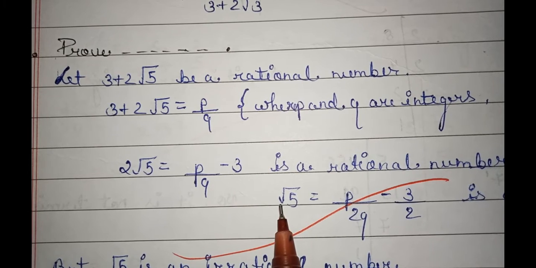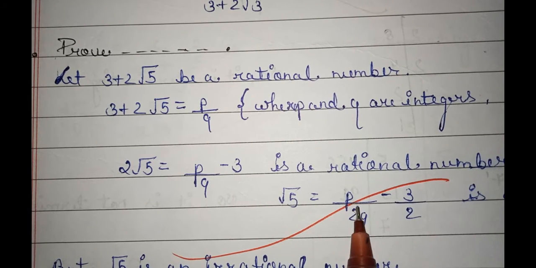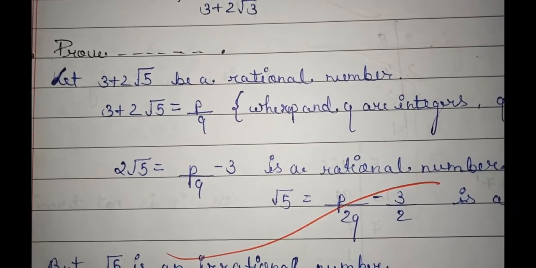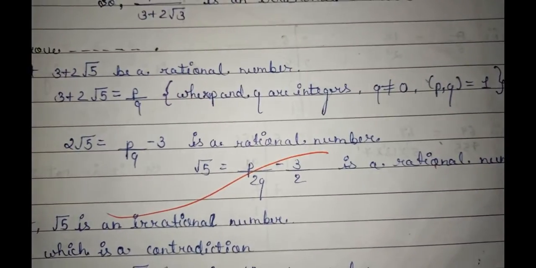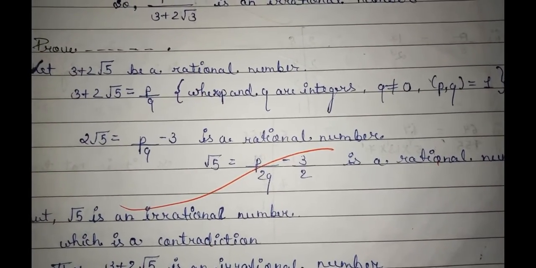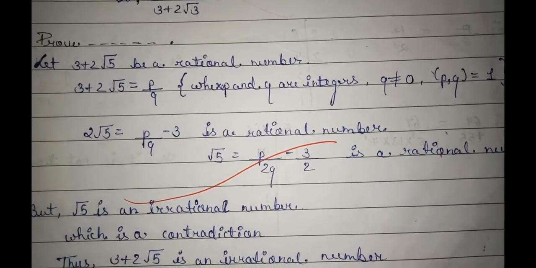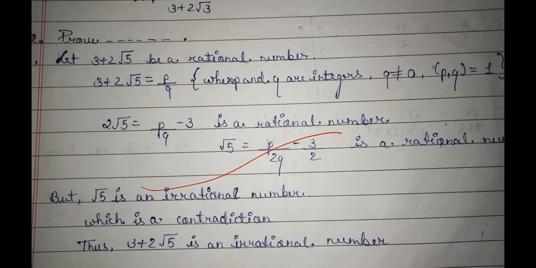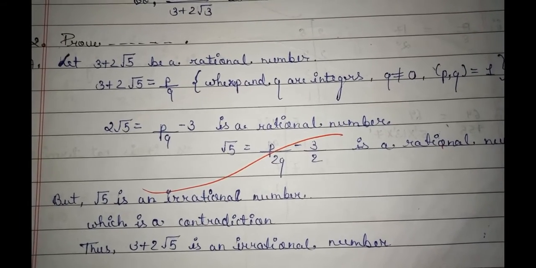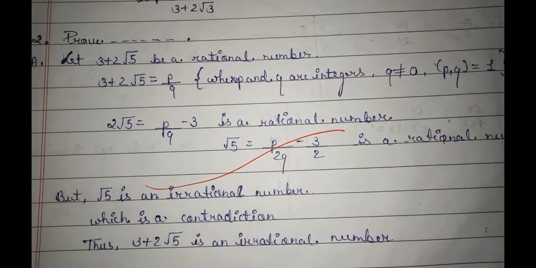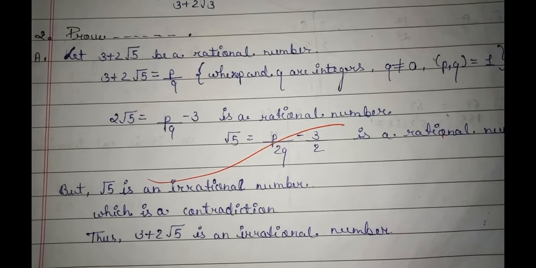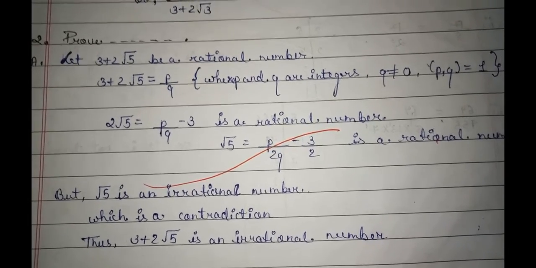So now here we get root 5 is equal to p upon 2q minus 3 upon 2 as a rational number. But as we have seen in the first question, this root 5 must be an irrational number. We have already proved that root 5 is an irrational number. So our contradiction goes wrong, and what we have supposed, that 3 plus 2 root 5 is a rational number, is wrong. So it automatically proves that 3 plus 2 root 5 is an irrational number.